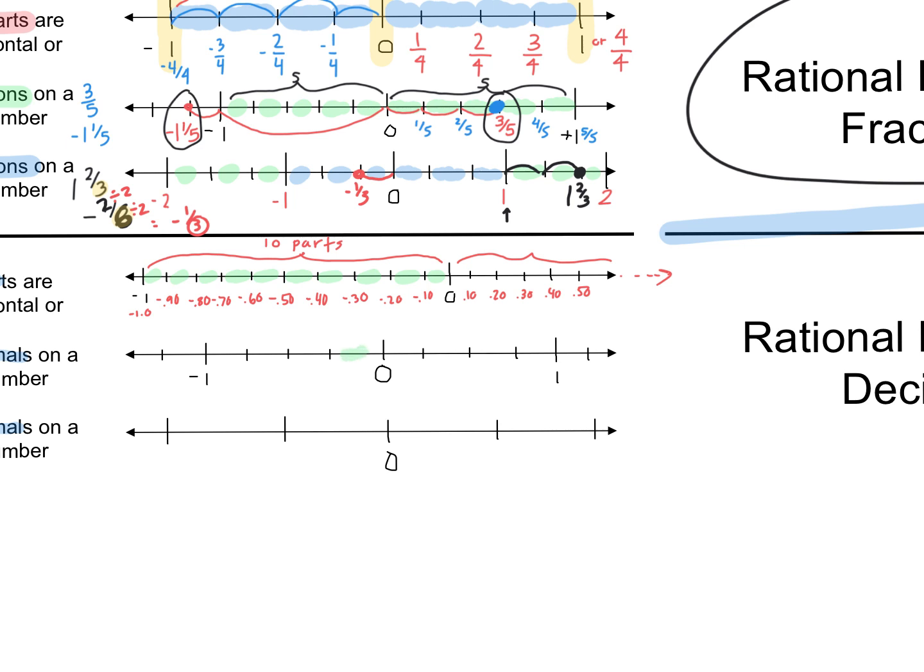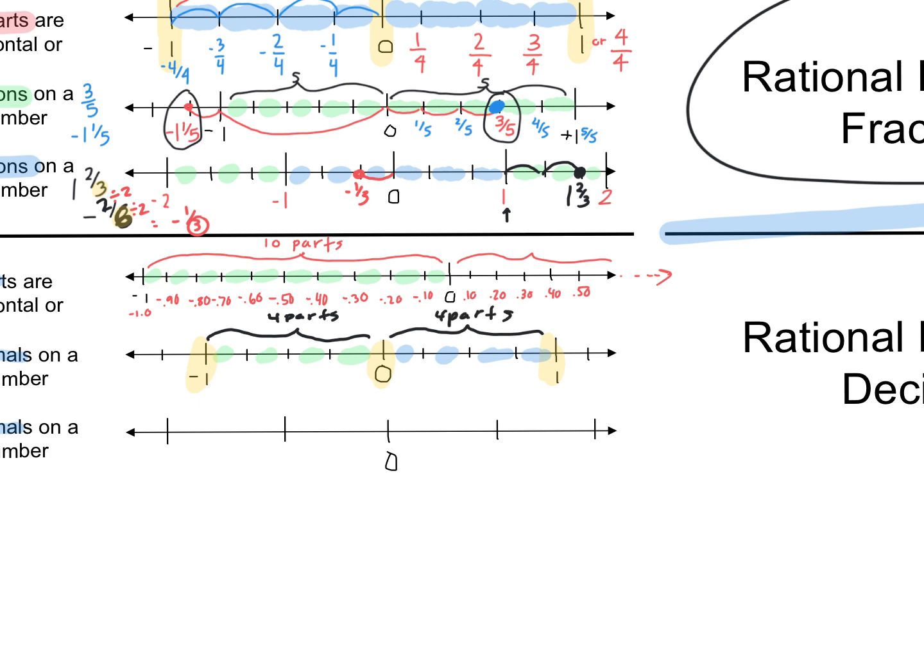Let's highlight. I have 1, 2, 3, 4. So I have 4 parts in between. Remember, we're going for the whole numbers, -1 and 0. And that means I should have 4 parts on the other side. 1, 2, 3, 4. Yep, I got 4 parts. So we know that it's 4 parts. Let's go ahead and write 4 parts here.